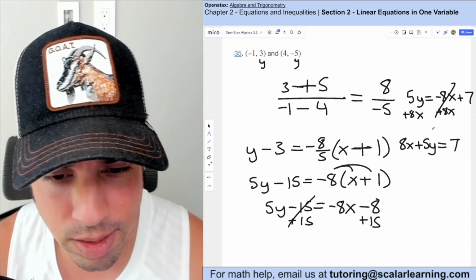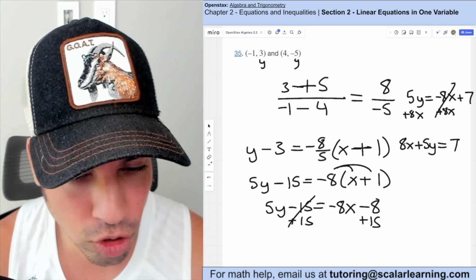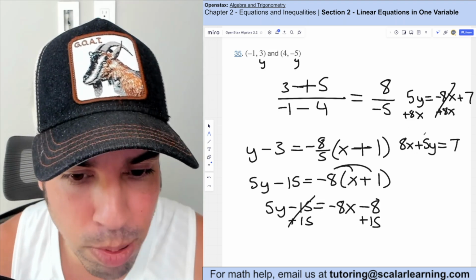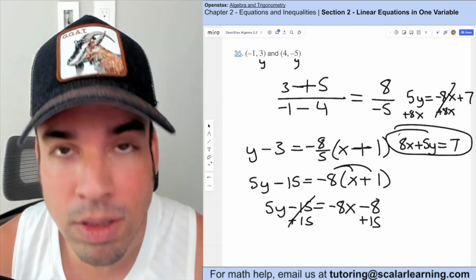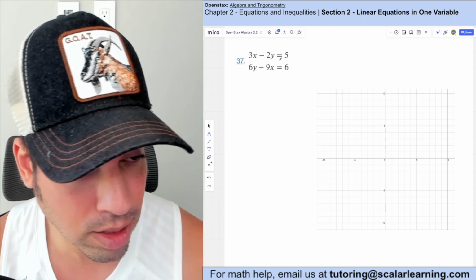Everything is as simplified as possible. We've got no fractions, and the term in front of the x is positive, so this is our perfect standard form. Boom, done. So for this question, we're asked to graph these two lines and then state their relationship.